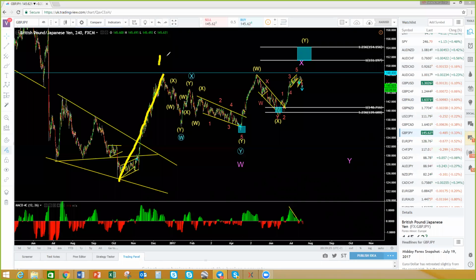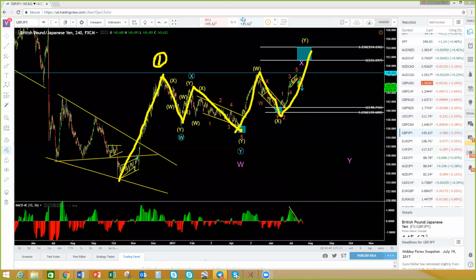This is my swing, right? The swing I always label 1, or it could be 5 or anything. So this one is being corrected by this WXY here. And then this one is being corrected by this one here, right?